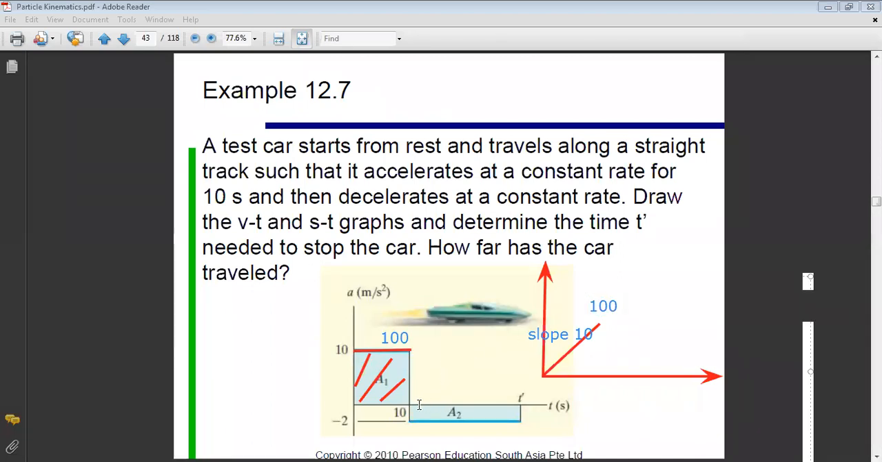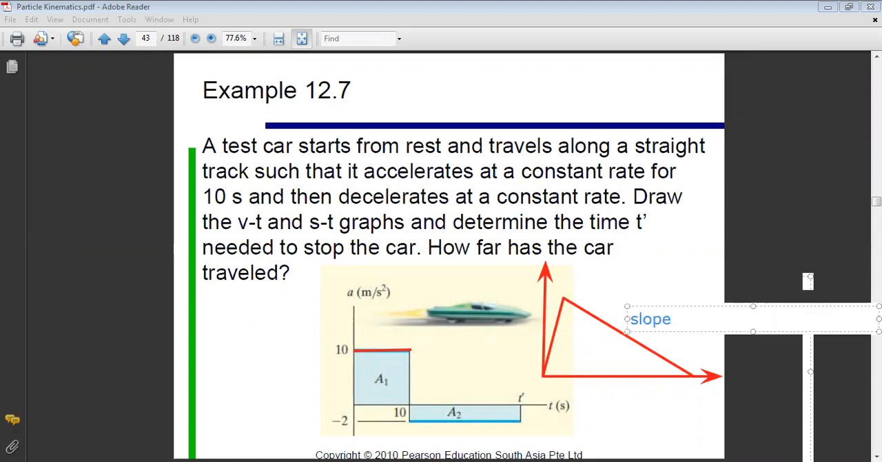Then what will happen suddenly at 10 seconds? The acceleration will drop to -2. So the slope of velocity will drop from 10 to -2. So now I have a decreased variation. Okay. So it's decreasing. If you want to have a graph that is more representative, I have a high slope first, then a smaller slope after.